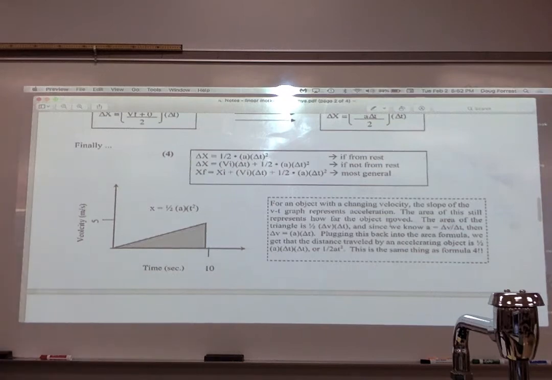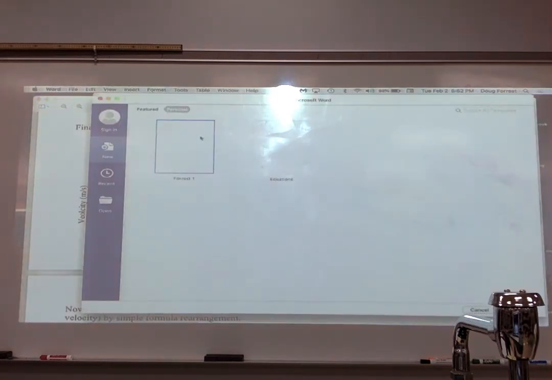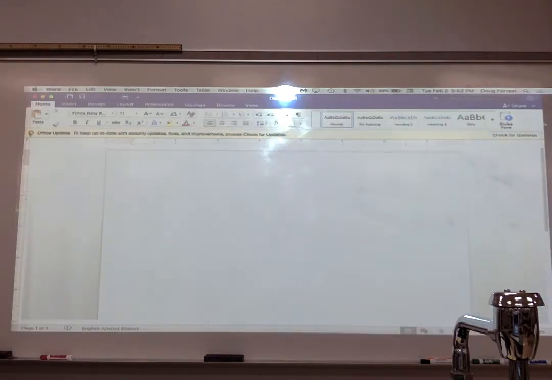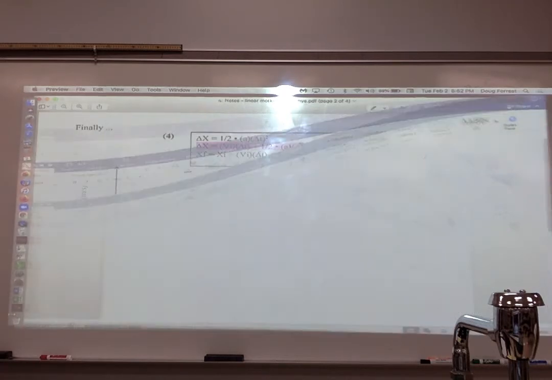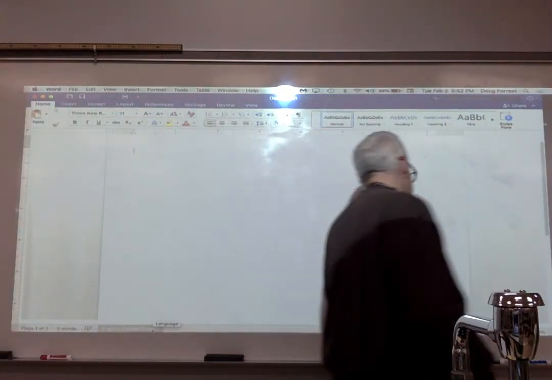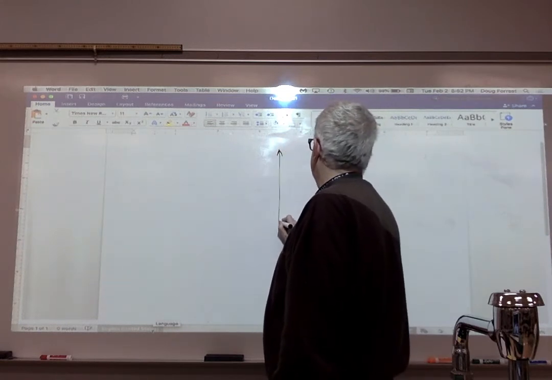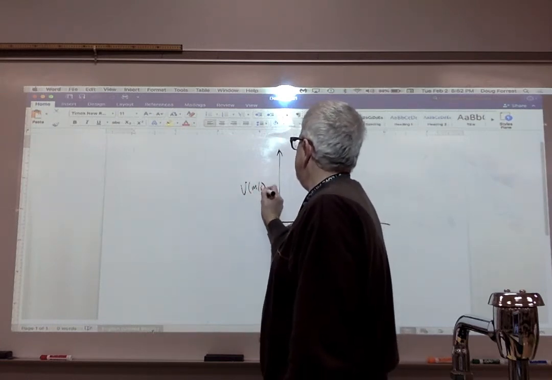So now I want to do another example. This is just to get a white background. So when I take a look at this, I want to do an example where we don't start from rest. Okay. So I want to do that in this white area right here. So let's say I've got a graph and it's a velocity time graph measured in meters per second.